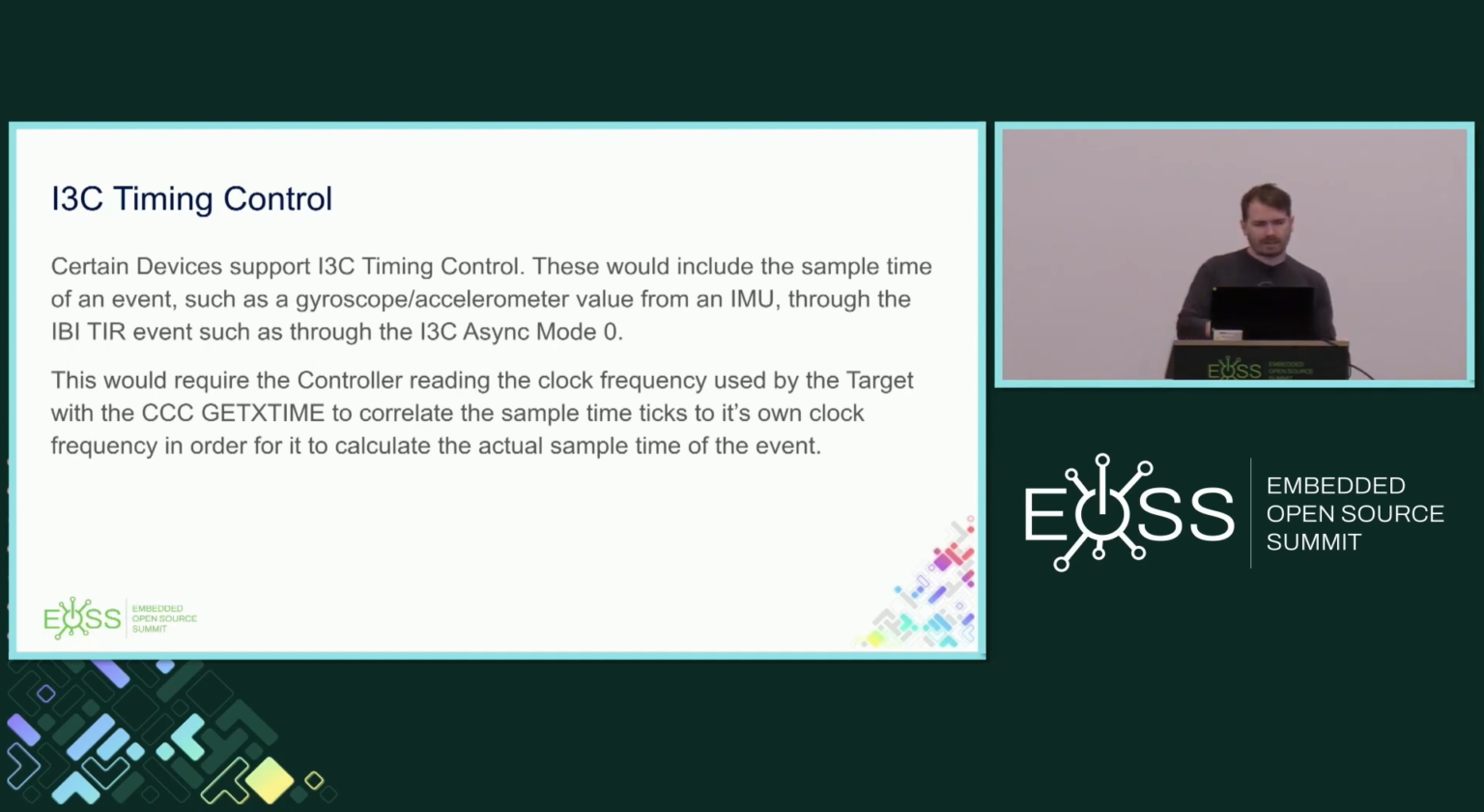So basically, timing control is a way of broadcasting the timestamp of when that event occurred. All devices should have their own internal counter, as well as the controller having its own clock frequency, which is used to correlate the two times with one another. So the controller needs to understand what clock frequency it uses for this counter, sets the get X time, and that also would enable the timing control, and that gets its clock frequency, and then uses that to correlate the sample times to its own clock frequency in order to calculate the actual sample time of the event.